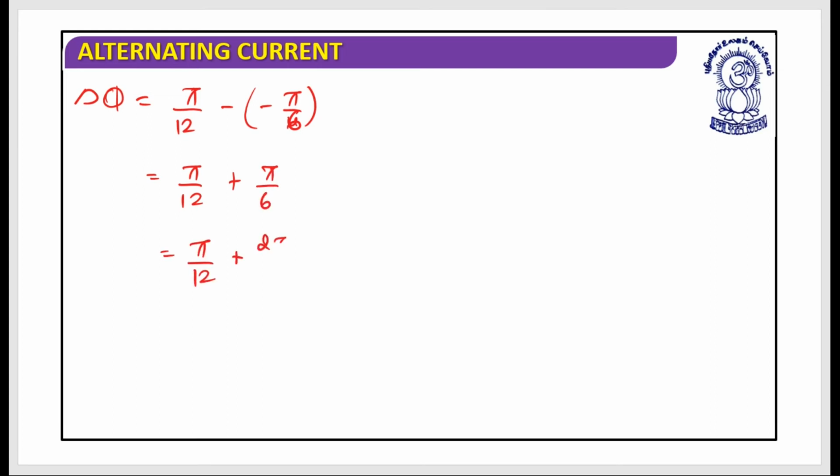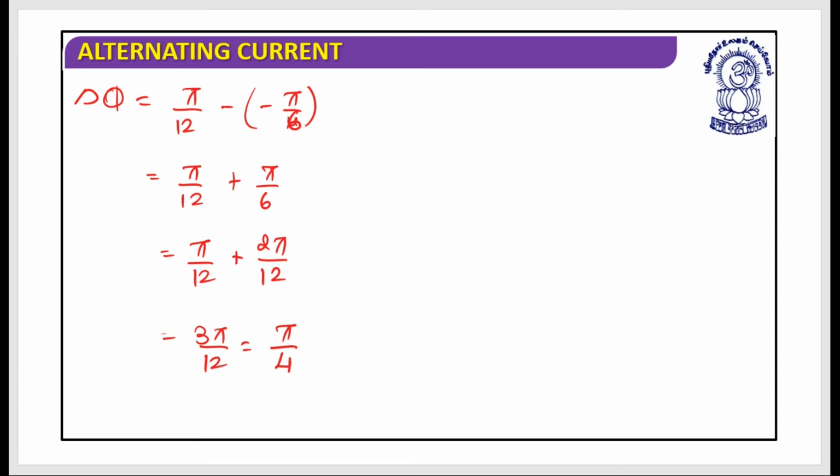Now let's calculate the phase difference. Delta phi would be equal to pi by 12 minus of minus pi by 6, sorry. So this is equal to pi by 12 plus pi by 6. So this is equal to pi by 12 plus 2 pi by 12, which is equal to 3 pi by 12, which is equal to pi by 4. I hope this is clear.